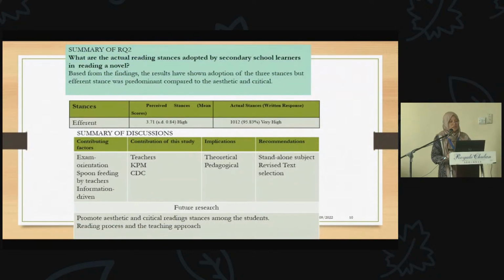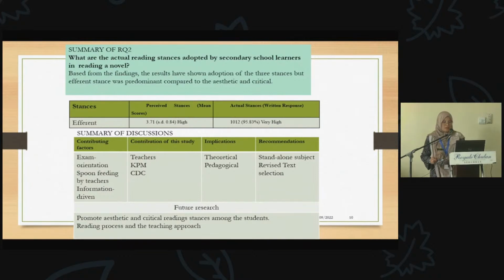So this contribution is actually good information for the teachers, for the KPM, and for the CDCs, because it has implications theoretically and also pedagogically. In theory, we believe that the students play an important role in making meaning. So these students need to understand the text, and understand the steps before giving an opinion. They need to read the story, and they need to play an active role as a reader.